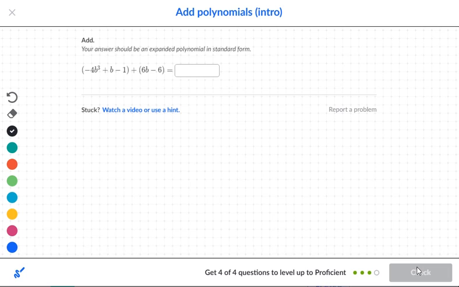Okay, next question. Again, we're adding, and the very first thing you want to do is look at your parentheses, and you're looking for any minus signs that are in front of that parentheses. So the first parentheses, there is no negative sign there. So what we can do is just write what we see. So we can say negative 4b to the third plus letter b minus 1. Okay, now the next parentheses, you do have a plus sign in front. So what you can do here is just go plus 6 letter b minus 6.